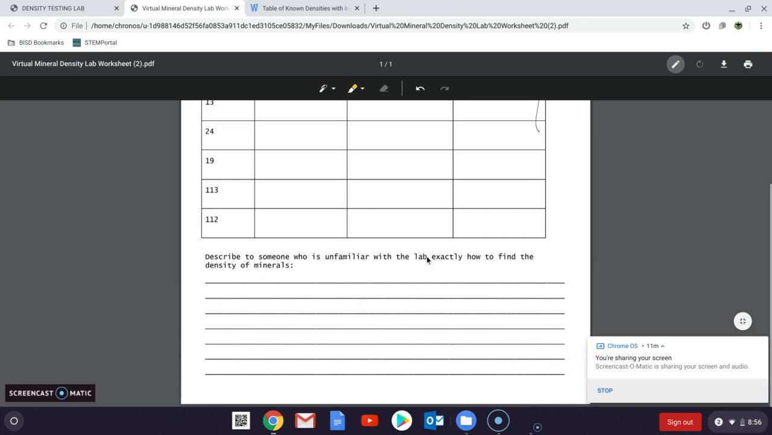Your exit ticket for today, though, ladies and gentlemen, is this bottom piece down here. Describe to someone who is unfamiliar with the lab exactly how to find the density of minerals. We've been talking about density for so long, so you know automatically in your head, density equals mass divided by volume. So down here in this space, all you need to do is just describe what you just did in the lab. And that's it.